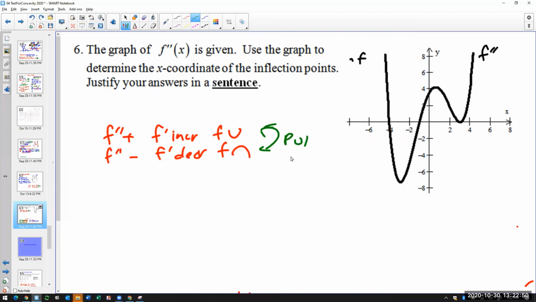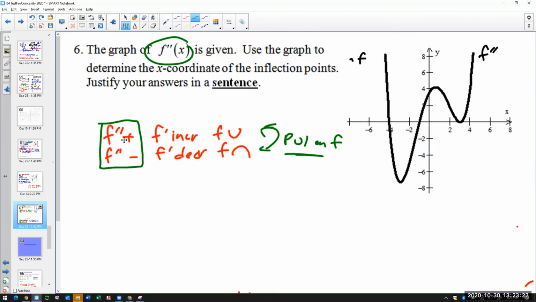And what is a POI? Well, I'm given f double prime here. So this picture, guys, is f double prime. It is not f, and it's not f prime. And I want a POI on f, meaning if I could see my boy f, I wonder where his POI would be. So what I have to do is, I don't know f prime, I don't know f, but guys, do I know f double prime? So what does f double prime have to be doing for me to have a POI?